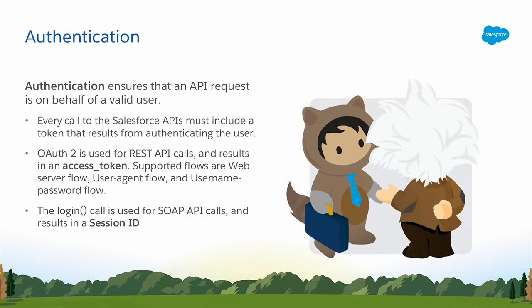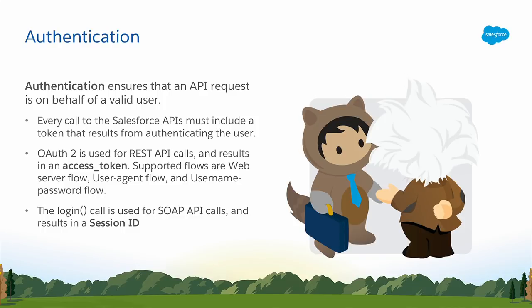And then lastly, we're going to touch on authentication. Now, authentication is really a very, very huge subject, and it's impossible for us to cover the entire range of things that we need to here in this presentation. That would be a whole session on its own. But basically, what you really need to know in the context of APIs is that authentication is ensuring that an API request has been made on behalf of a valid user.